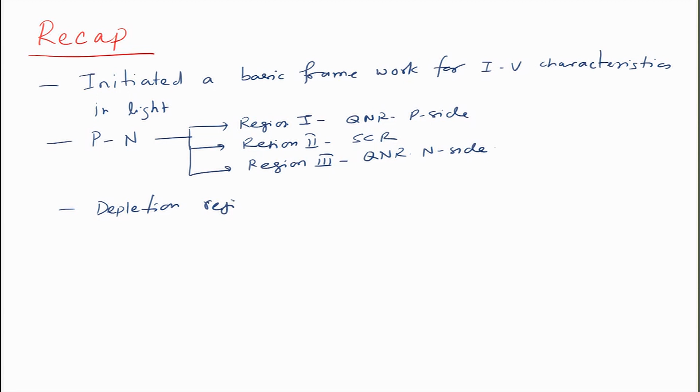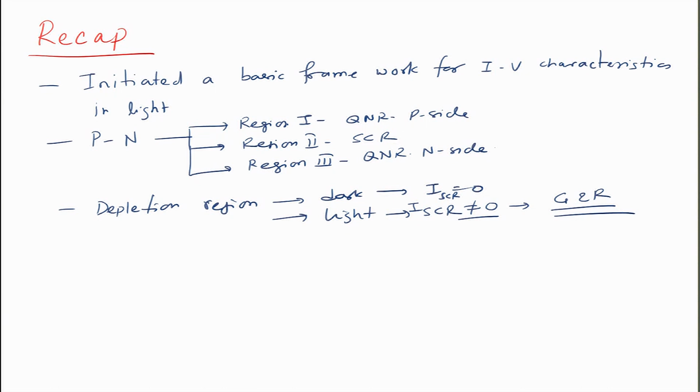Earlier, in the depletion region, in dark no current was produced, I was equal to 0, which means whatever goes in goes out. But in light, in this space charge region, I SCR is not equal to 0 because of generation and recombination.